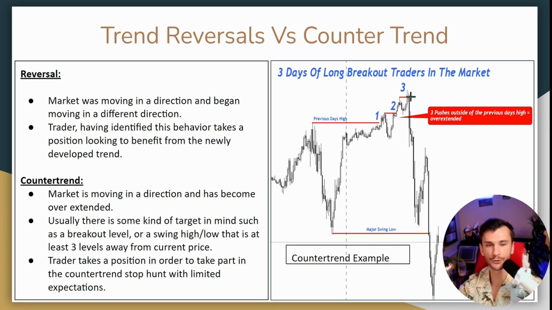What is a counter trend trade? Let's look at this example. Notice that the low, the major swing low, is very far away. And then they come out of the previous day's high, push 1, push 2, push 3. And there has not been any break in structure.